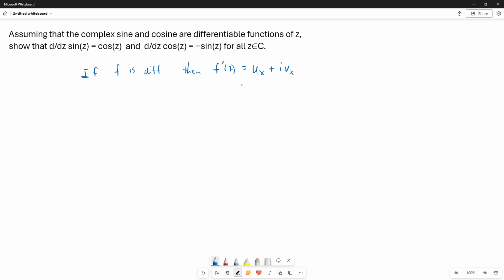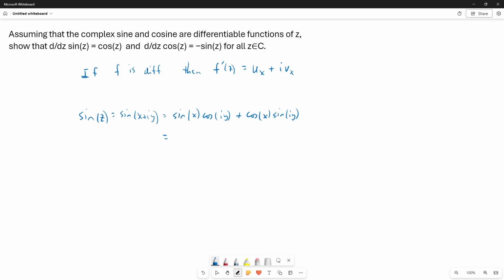Okay, so in order to use this theorem, we have to write the sine and cosine functions in terms of their real and imaginary parts. Let's do the sine first. The sine of z is the sine of x plus iy. And if you remember the sum formula for a sine, the sine of alpha plus beta is the sine of the first times the cosine of the second plus the reverse, so the cosine of the first times the sine of the second.